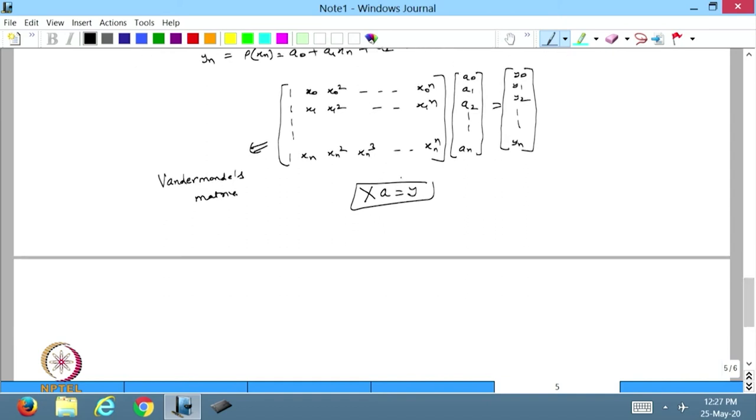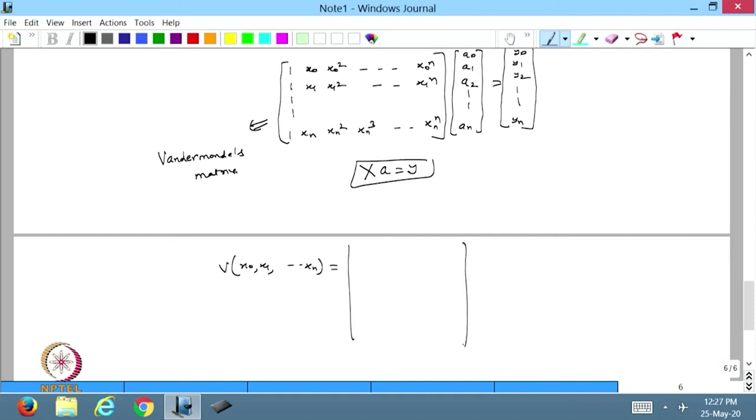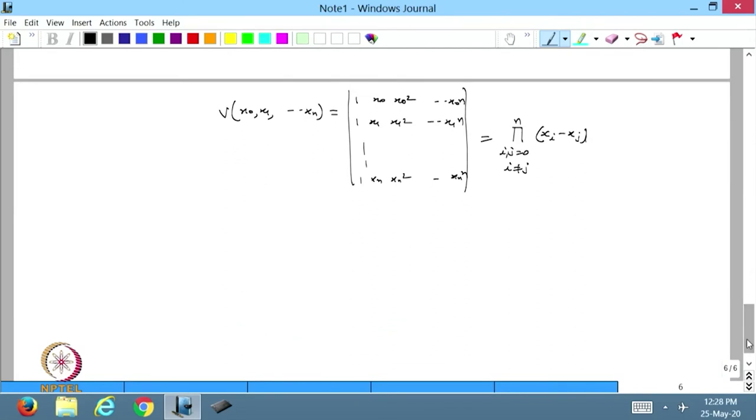Now, if I want to solve this system, let's find out what will be the determinant of this matrix. So from here I can write V(x0, x1, up to xn), this is the determinant of this matrix: 1, x0, x0 square up to x0 power n; 1, x1, x1 square up to x1 power n; up to 1, xn, xn square up to xn power n. If you do the calculation, this will be equal to the product of all (xi minus xj), where i and j start from 0 to n and i is not equal to j. So that is my determinant in this case.